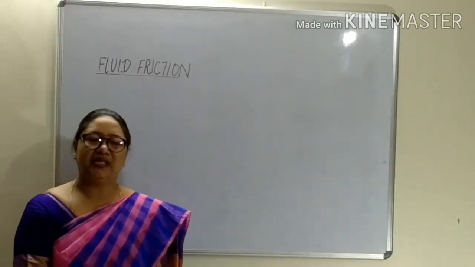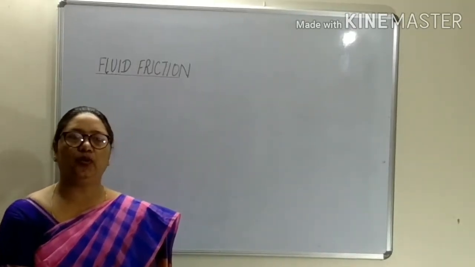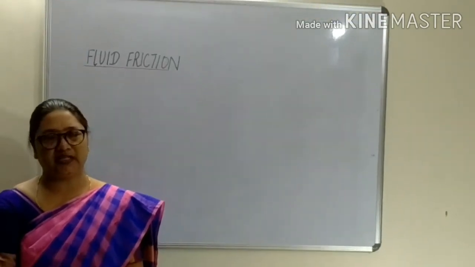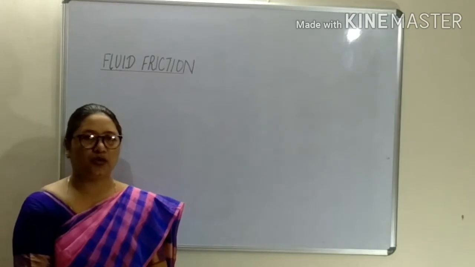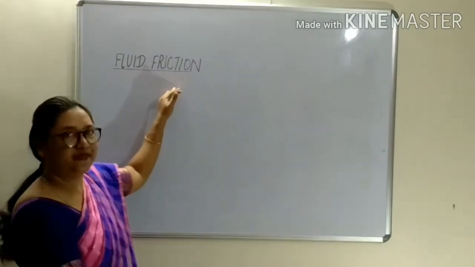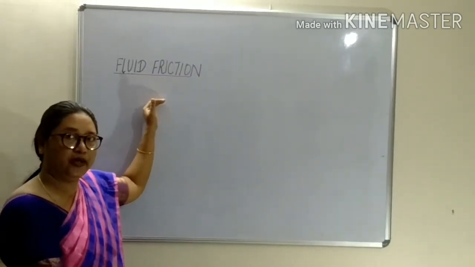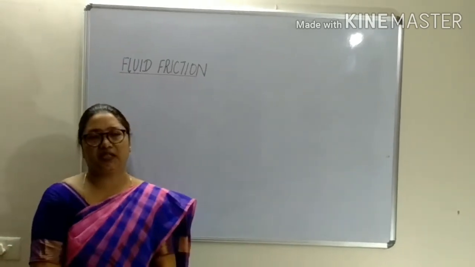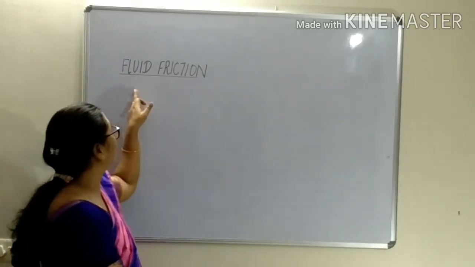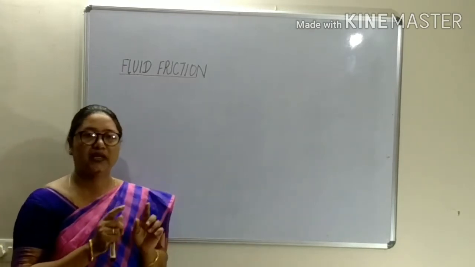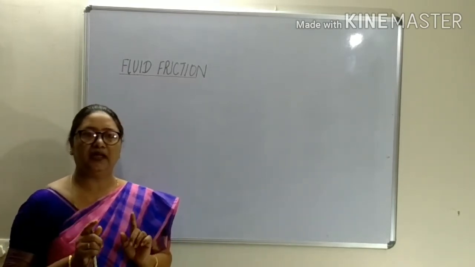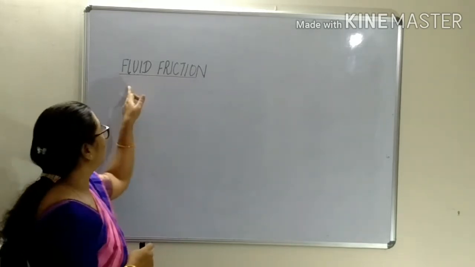Hello everyone. Till now we have studied that when two solid objects rub against each other, it causes force of friction. So quickly we will see what is fluid friction. Now we have come to fluid. So the first thing which comes in our mind when we see the word fluid is liquid. But in science, the liquids and gases together collectively they are known as fluid.